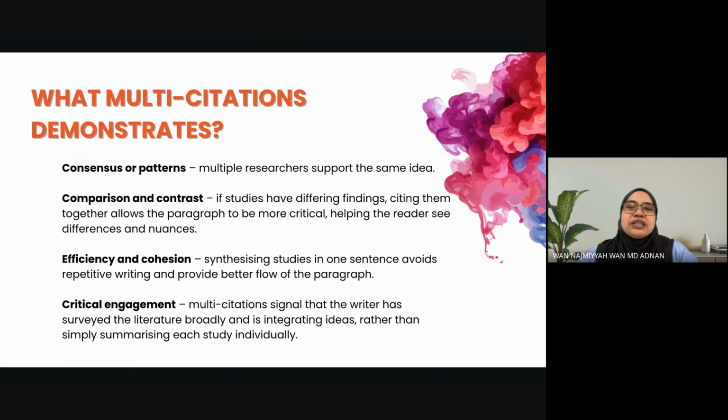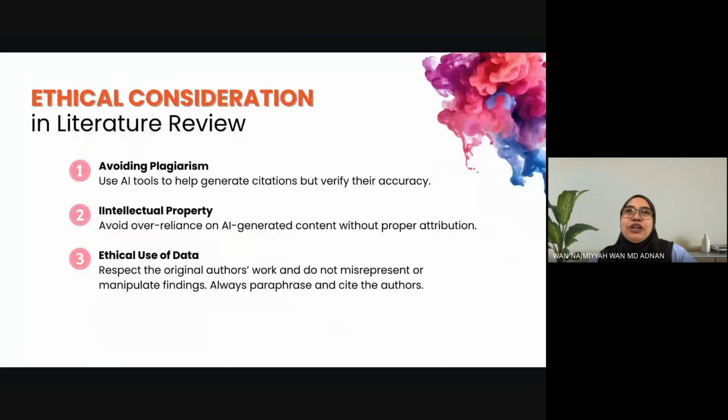Okay, it also shows comparisons and contrasts, like what we've been doing today, and it shows efficiency and cohesion in terms of synthesizing ideas, to avoid repetitive writing and provide a better flow of the paragraph. And last but not least, it shows critical engagement, because multiple citation signals that the writer has surveyed the literature broadly. So it shows confidence. It shows that you are confident with your literature and what you have found.